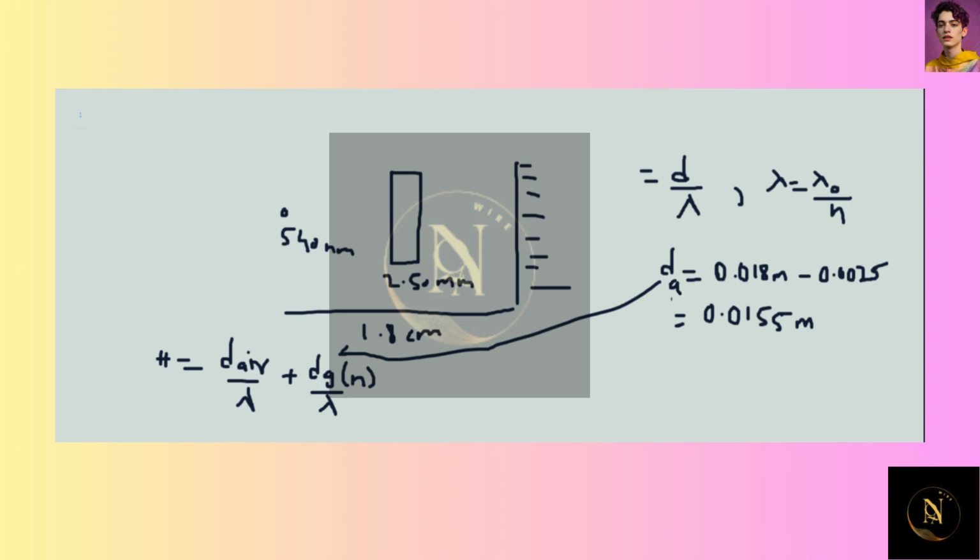So we can plug the distance in air into the formula here, and the distance in glass is given already. If we plug those values in and do the maths, then the number of wavelengths we get is 3.52 times 10 to the power 4.